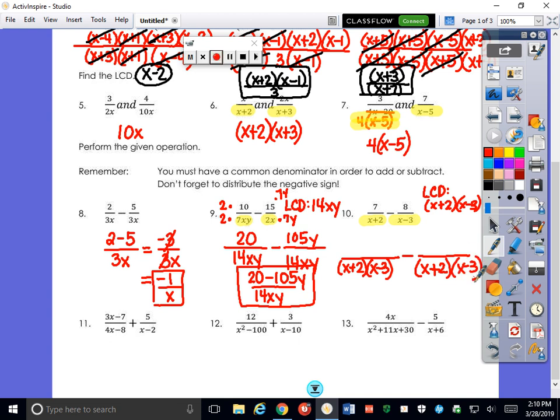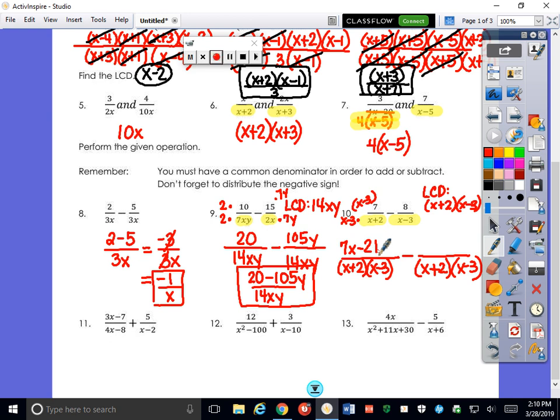So if I start out with the first denominator and I have an x plus 2, I would have to multiply it by an x minus 3 in order to get my LCD. So I'm going to have to multiply the top by x minus 3. So that will be 7x minus 21. Don't forget you have to distribute that.